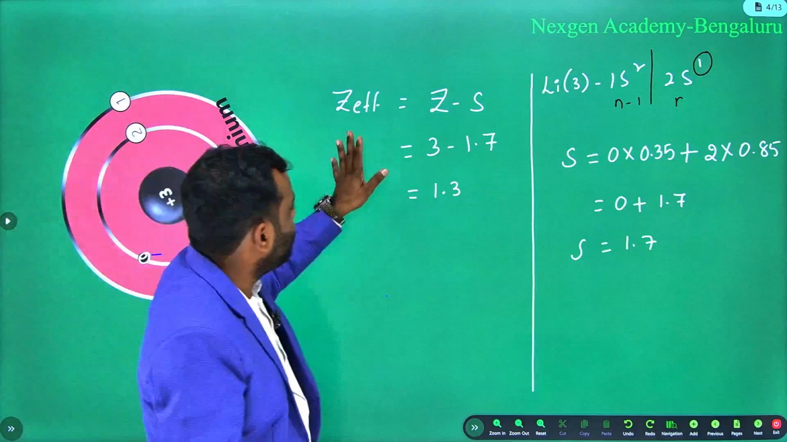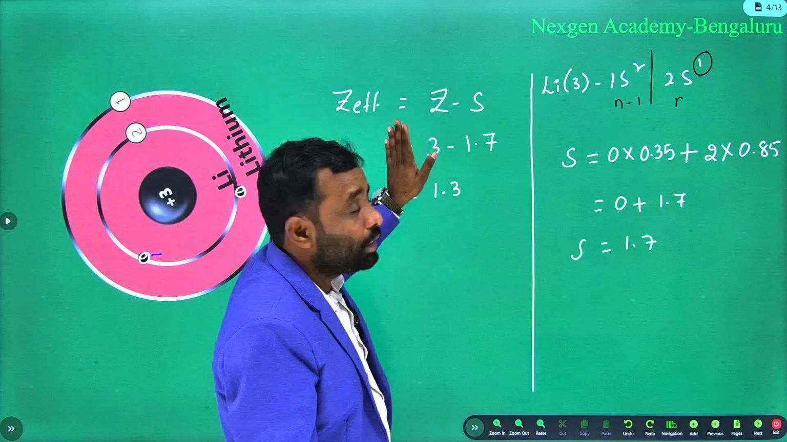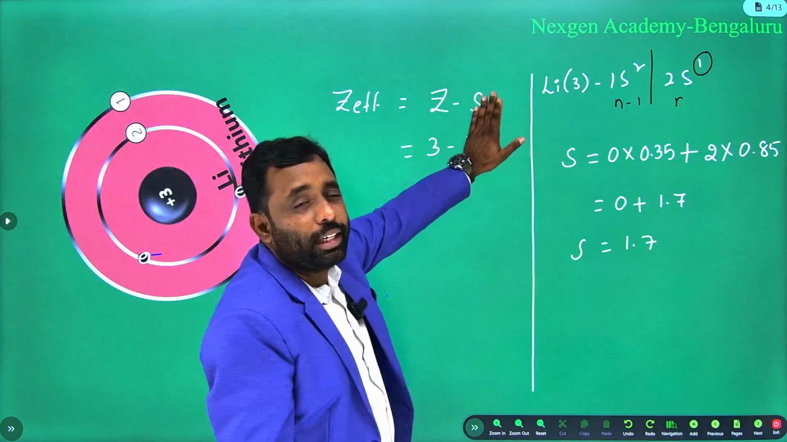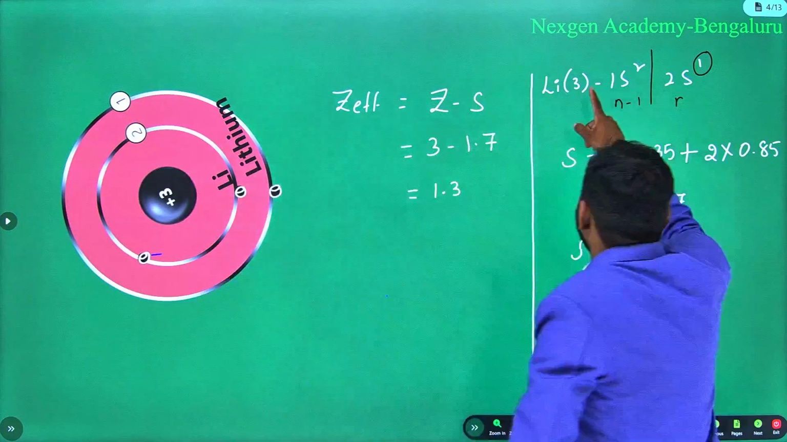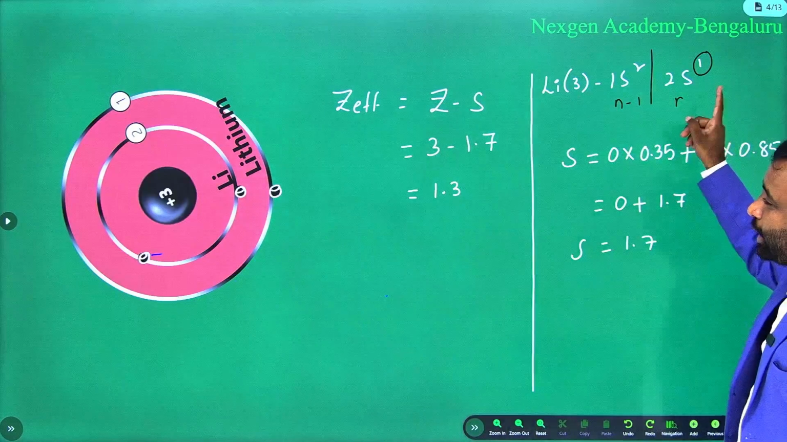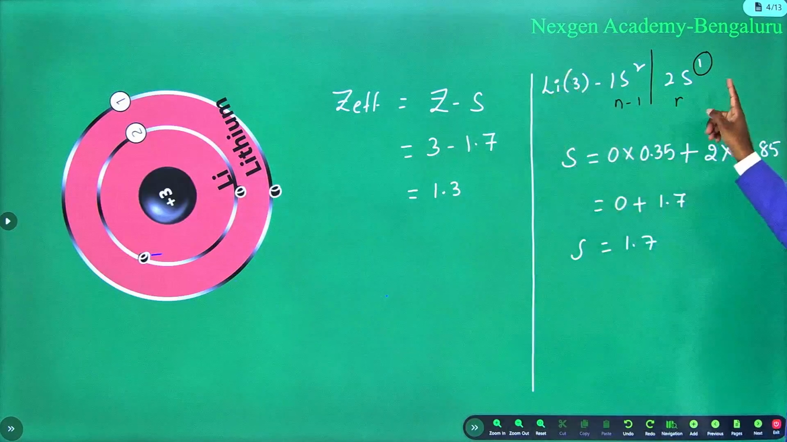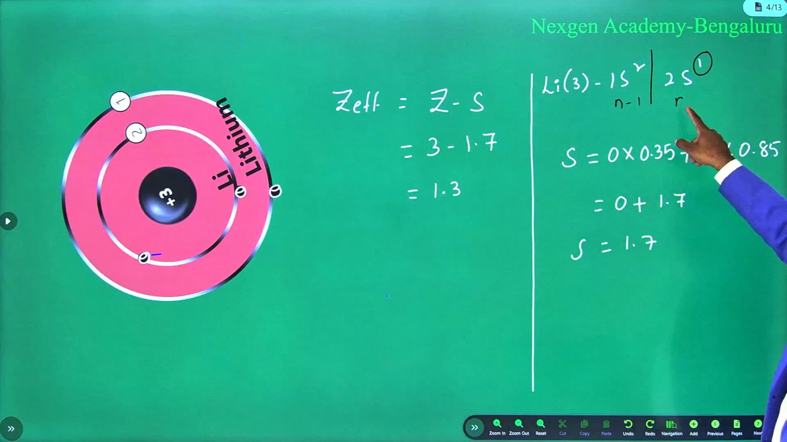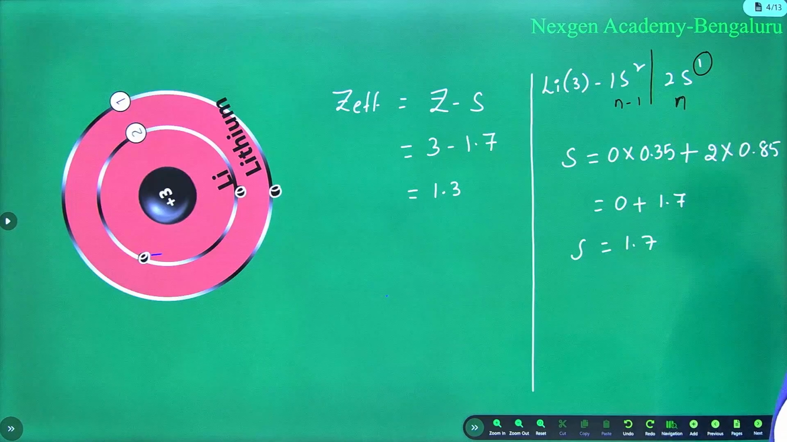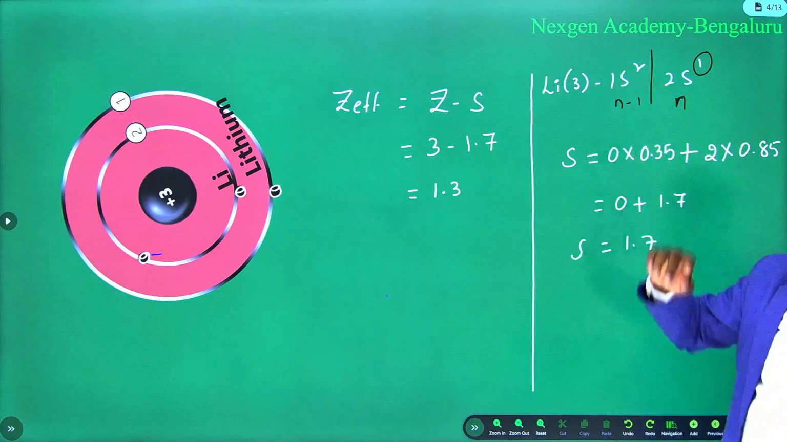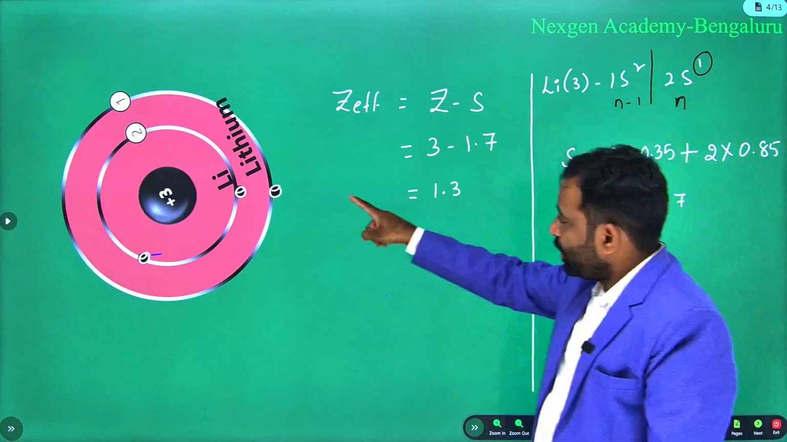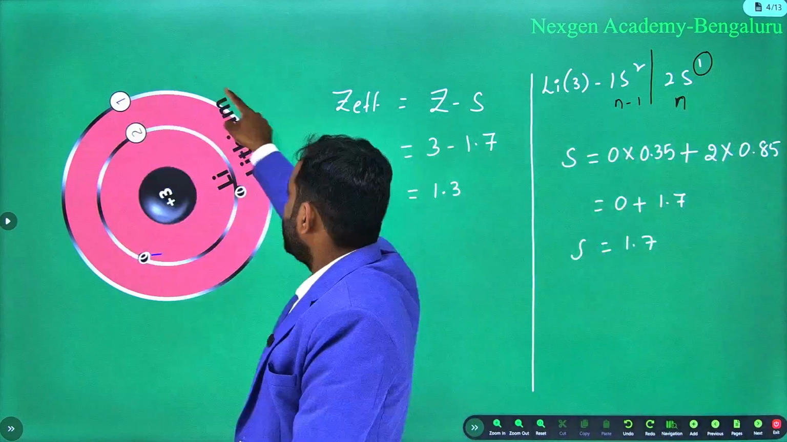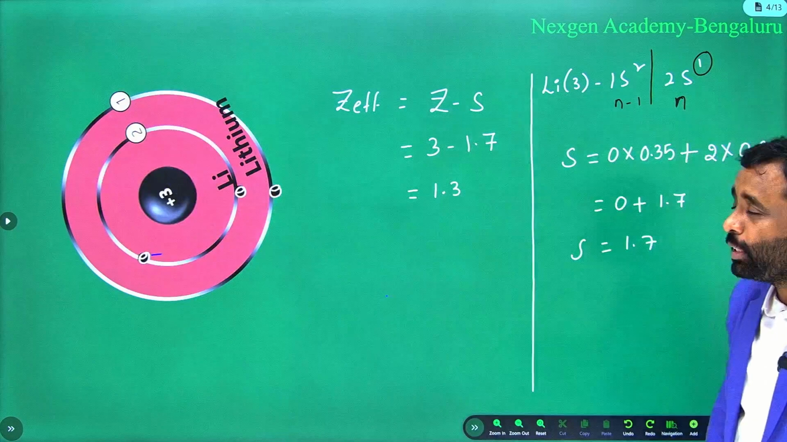The same formula applies: effective nuclear charge is the atomic number minus the screening constant. What is the screening constant for this valence electron? You want to calculate the effective nuclear charge on the valence electron. You take this as n, and obviously this is the n minus 1 shell. For the nth shell, apart from this there is no other electron. Only one electron is there, so there is no other electron in the same shell to shield it.